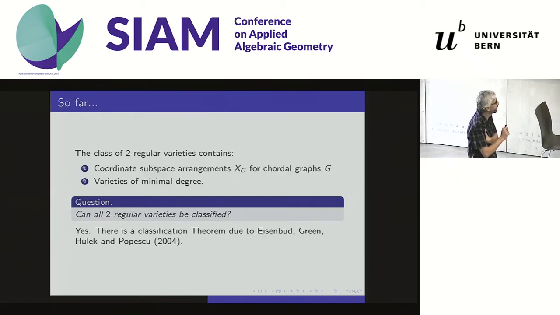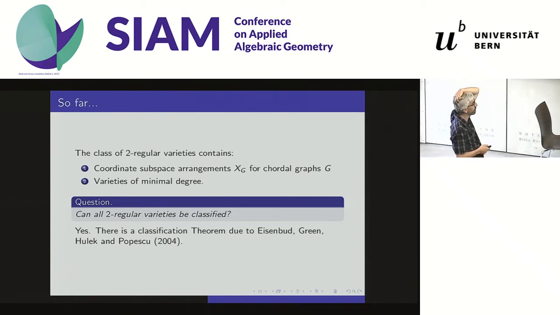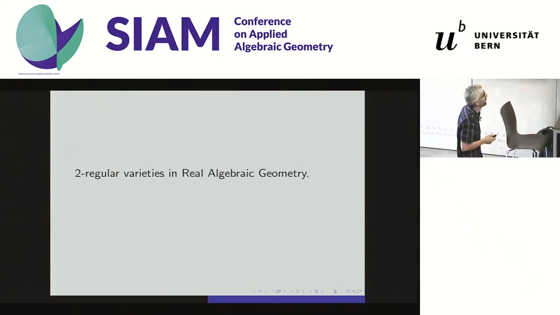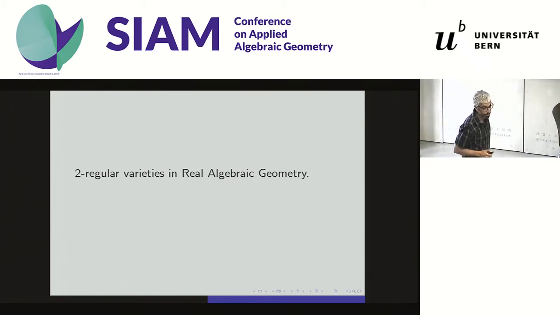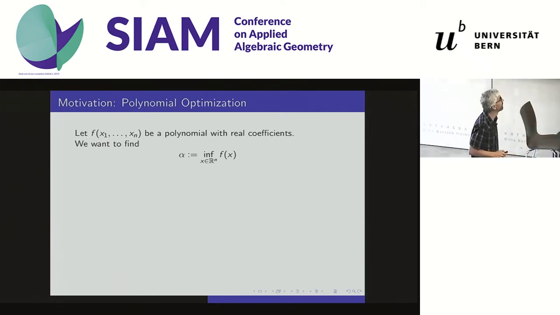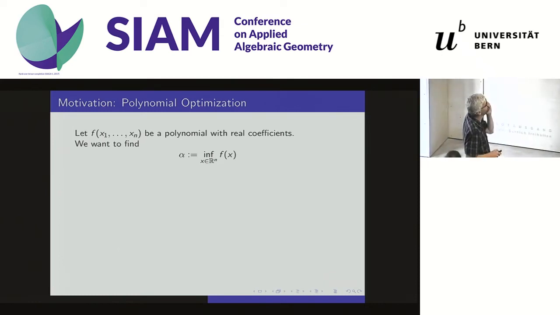But now let's take a pause. Okay, so we have a kind of idea of what the 2-regular varieties are. So let me tell you of something we discovered, which is that they appear in a surprising and very interesting way in real algebraic geometry. To do that, let me just begin with some motivation from polynomial optimization, because otherwise what we do looks very, very artificial, and at least we believe it is not.